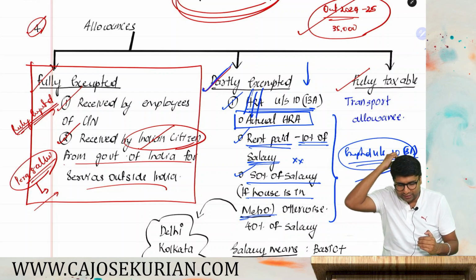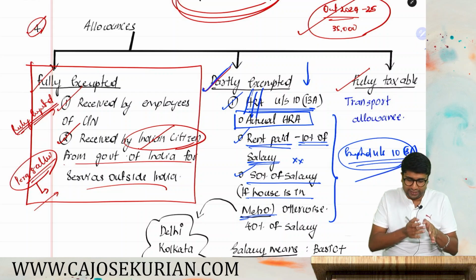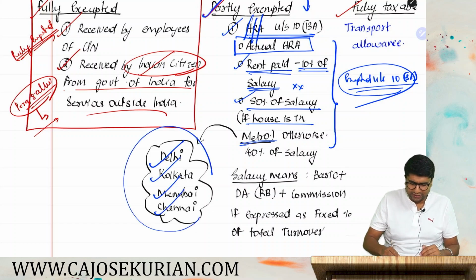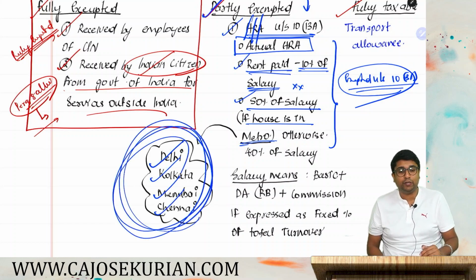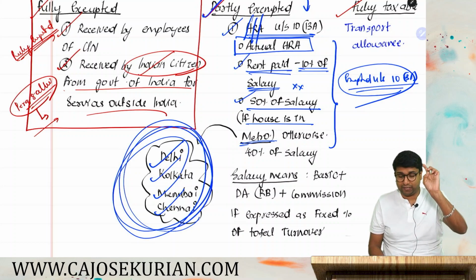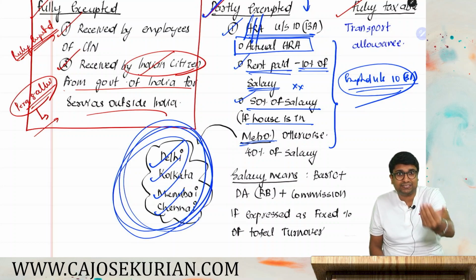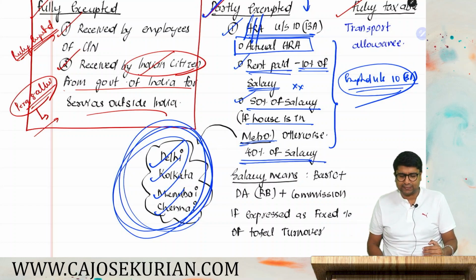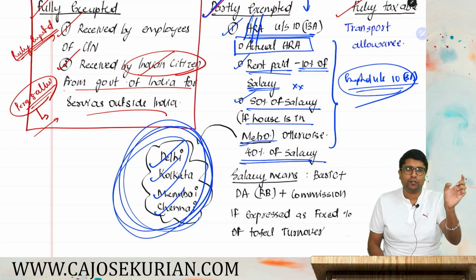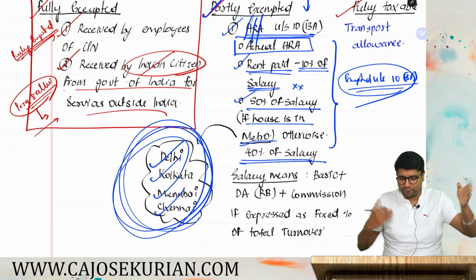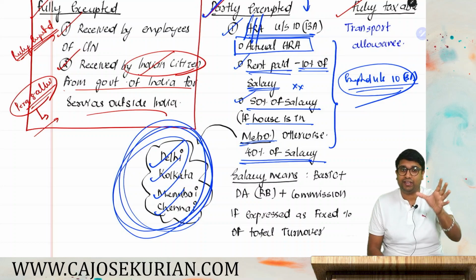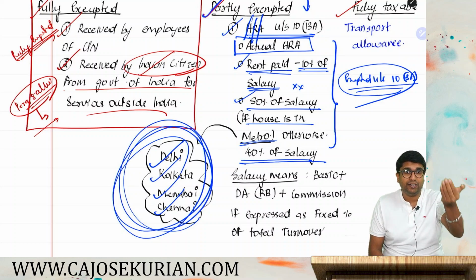And what is limit number three? If your house is situated in a metro city, which all are the metro cities right now? Delhi, Kolkata, Mumbai and Chennai. If your house is situated in any of those 4 cities, then you can take 50% of salary as limit number 3. And if your house is situated in some other city like Kochi, Bangalore, etc., then you can take 40% of your salary as limit number 3. So either 50% if your house is situated in a metro city or 40% if your house is situated in other cities. Metro city doesn't mean the city which has a metro. Metro city depends upon the population of that respective city as per the 2011 census.